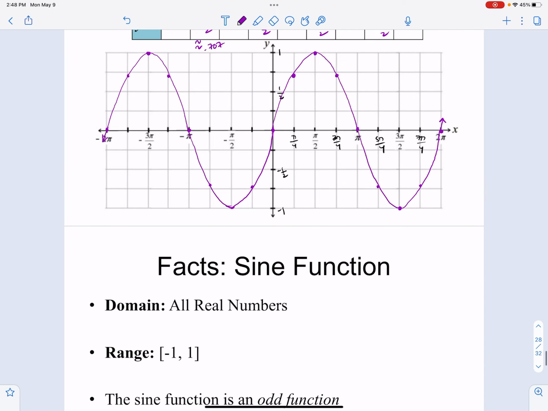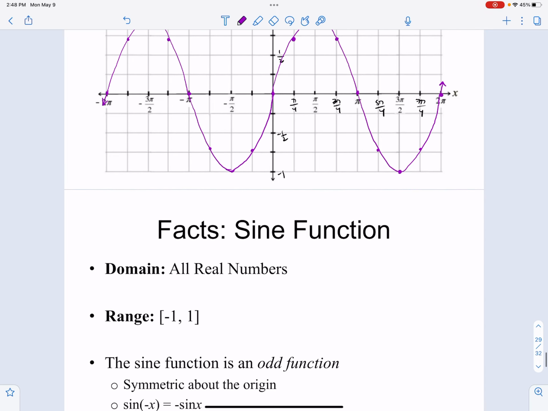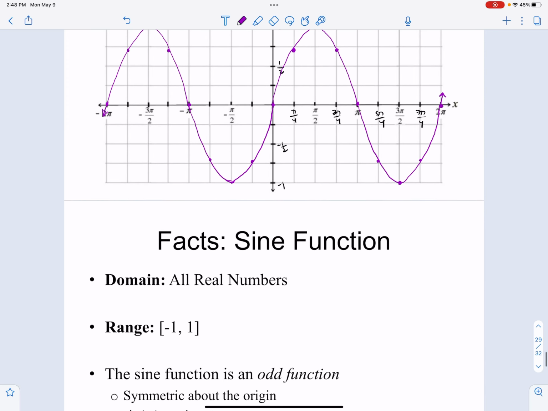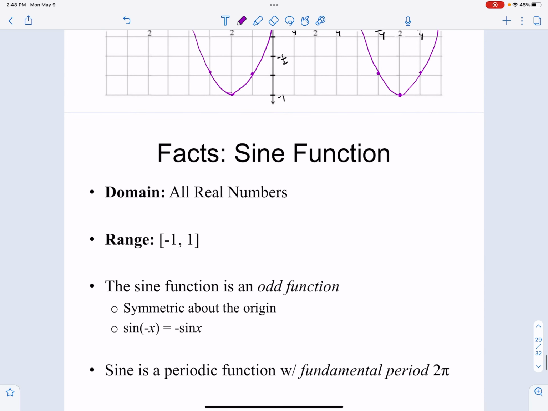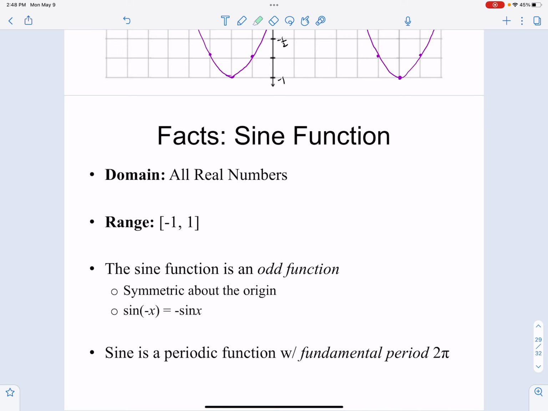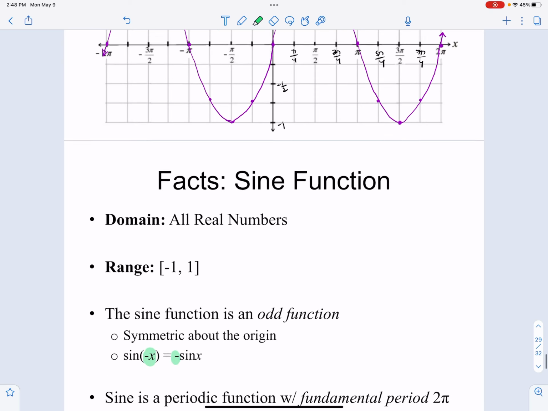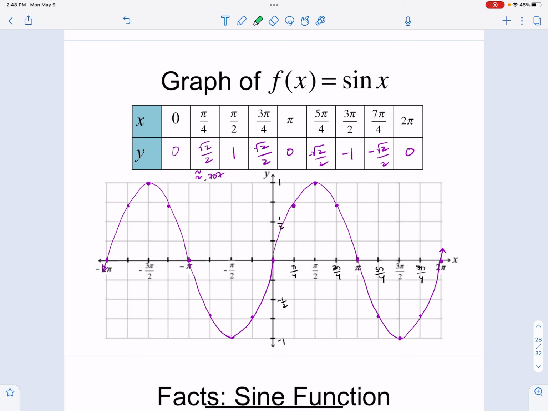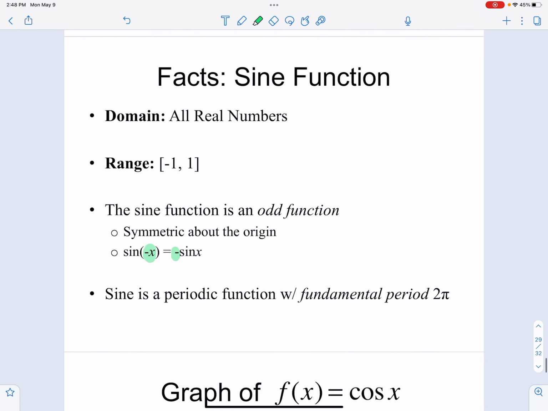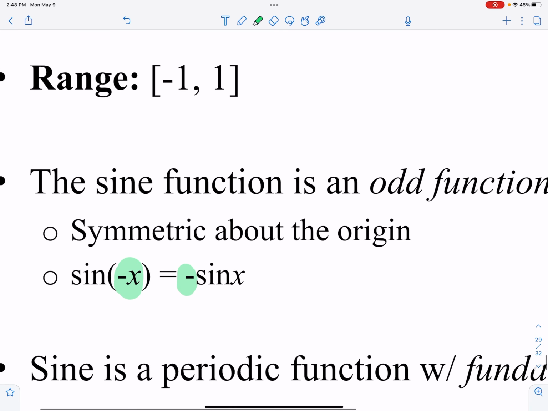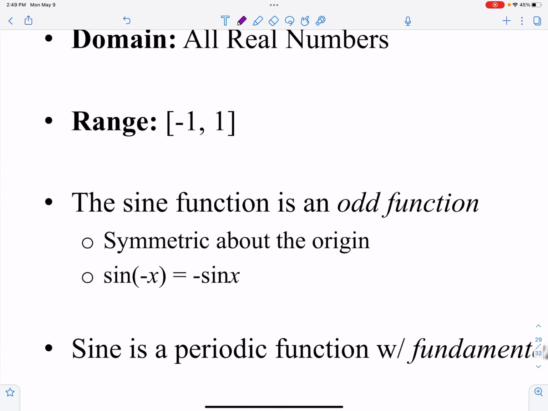Sine is an odd function, which means that the graph is symmetric about the origin. So what that means is that when we apply a horizontal reflection, it looks the same as a vertical reflection. So looking at the graph, a horizontal reflection would look the same as a vertical reflection. So sine of -x is equal to negative sine of x. And that can be helpful to us when we're trying to evaluate sine for negative angles, because we can just think about pulling that negative out.